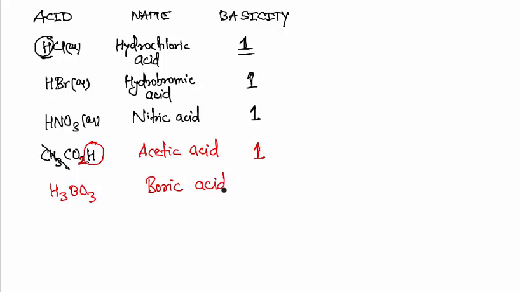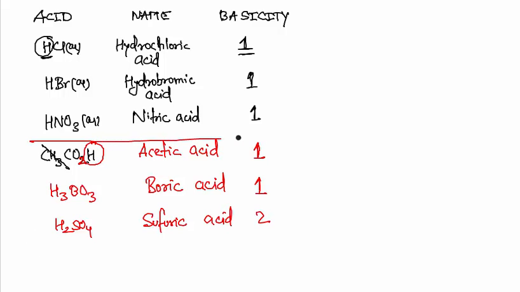And a very important point: what is the basicity? It is 1. Okay, so this is boric acid. Now, a few more acids like H2SO4. So it is sulfuric acid, and the basicity is 2.